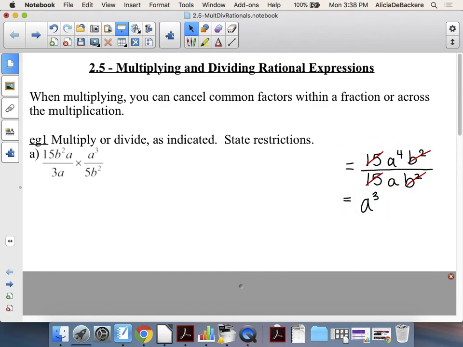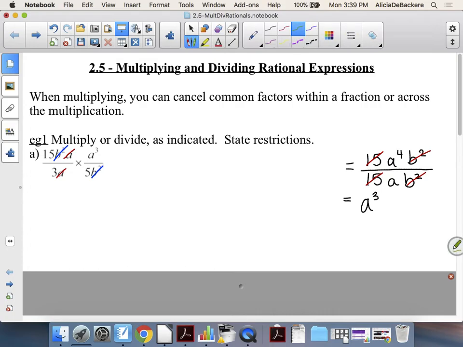I could have done this question by first looking for common factors that I could cancel top to bottom or across the multiplication sign. So in the first fraction, I noticed that there's an a on the top and an a on the bottom, so they cancel to equal 1. And then looking across my fractions, I notice that I've got a b squared on the top and a b squared on the bottom. I can cancel them because of the multiplication in between. If it was any other sign in between those two fractions, I would not be able to cancel.